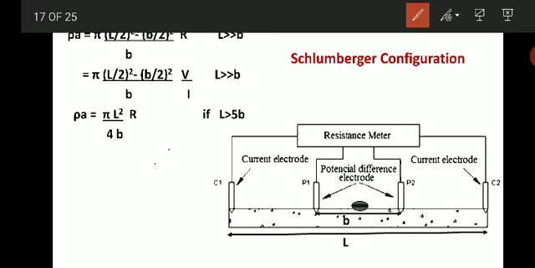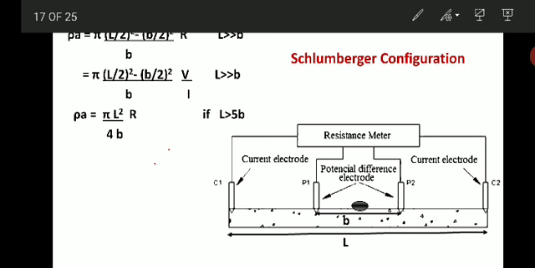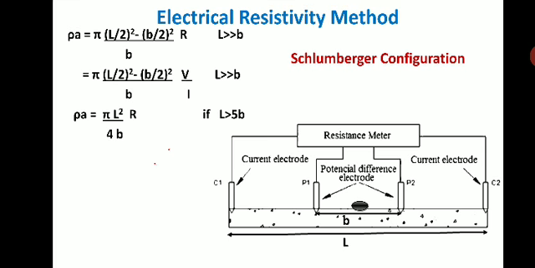So here, the rho A, that is the apparent resistivity, is calculated by this formula: pi L by 2 into (L square minus b square) divided by b, into R, where capital L is the distance between the current electrodes and small b is the distance between the potential electrodes. This formula is applied when L is greater than b.